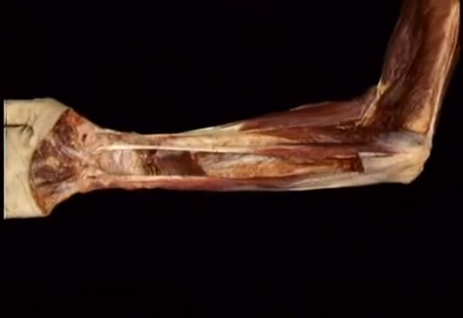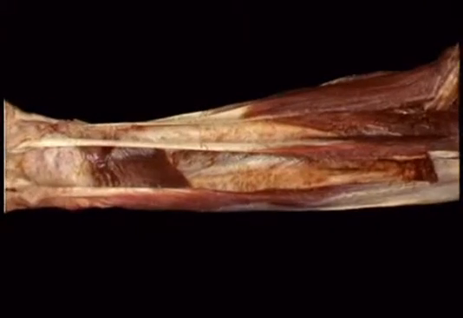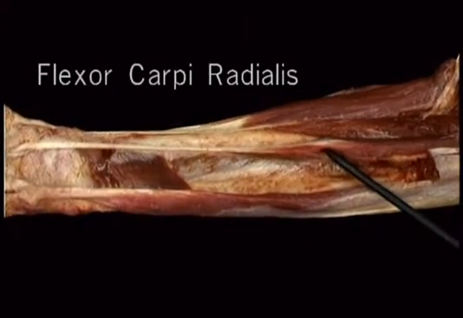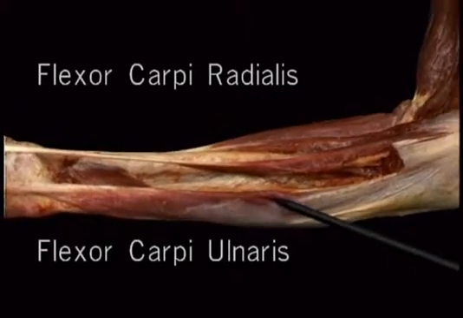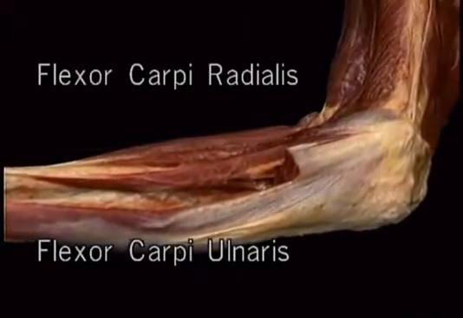Coordination. Now, let's look at the muscles which produce wrist movement. There are 3 flexors and 3 extensors. We'll look at the flexors first. The 2 important ones are flexor carpi radialis and flexor carpi ulnaris.